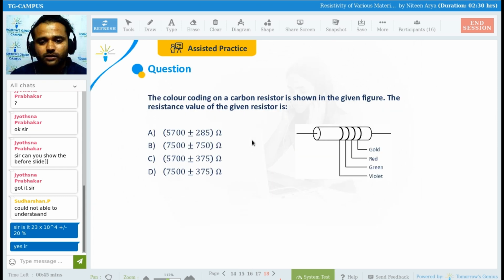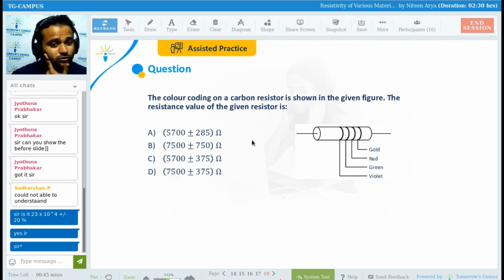Good. Okay. So now this is your first question, and I am not going to tell. Believe me, solve it out and let me know. Everything is written over here. Violet, green, red, gold. Tell me the correct answer.